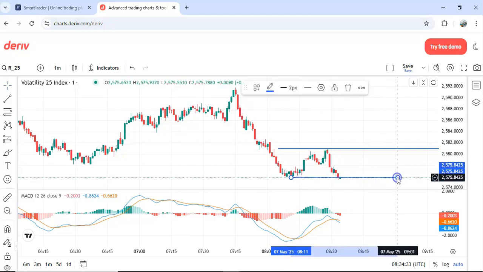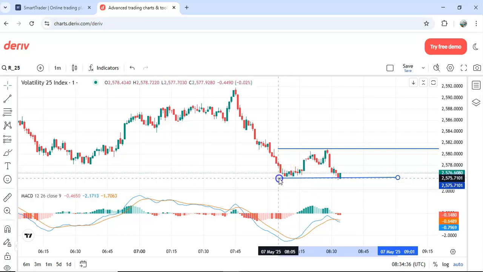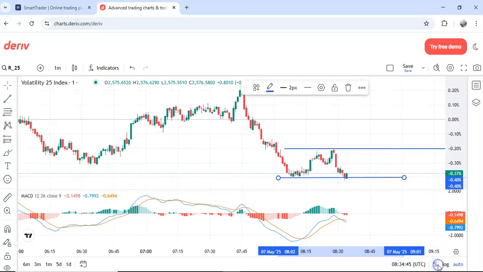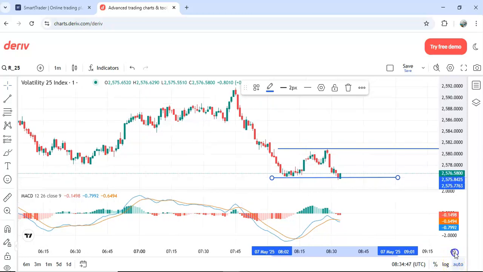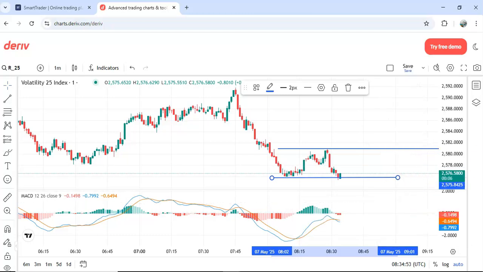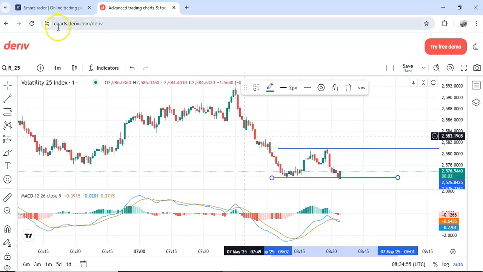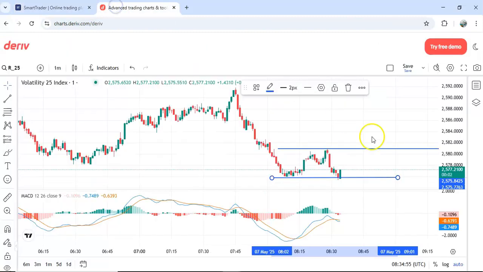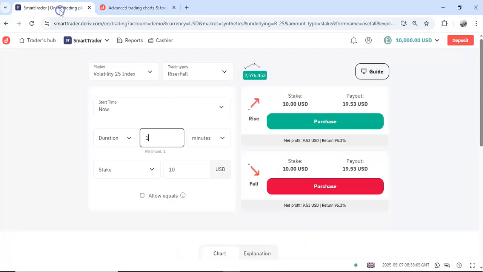So from my view, let me add another here. So from my view, I can tell it has passed our line from 5 minutes. So let's wait. So we are going to wait until this candle closes. So I'm going to add a countdown so that I can know how many seconds are left. So this one I'm going with rise. So let me go with rise.